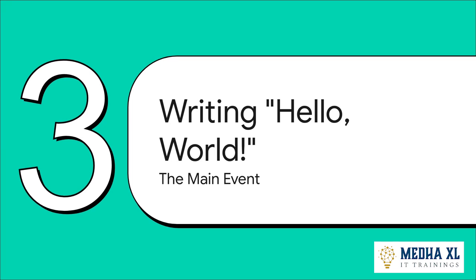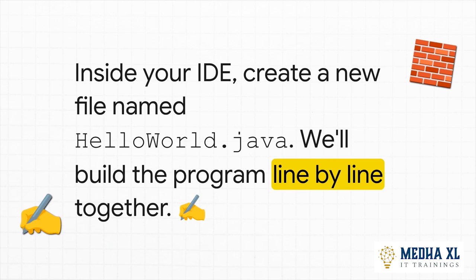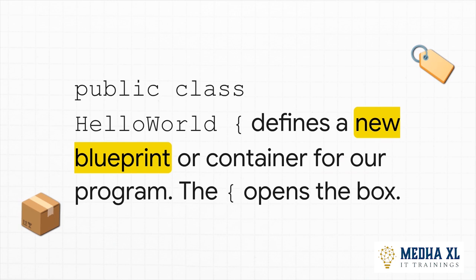It is time for the main event. We are finally going to write the actual code that makes our program do something. Let's do it. So fire up your IDE, and the first thing you're going to do is create a new Java file. A good habit to get into is to name the file after the main part of the program. So for this, let's call it HelloWorld.java. Perfect. Now we're going to build this thing out line by line so you can see exactly how it all fits together.